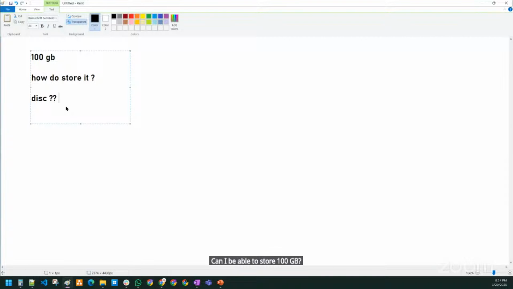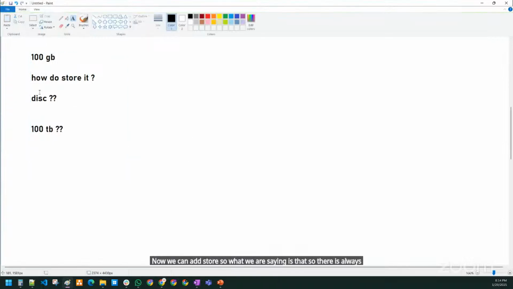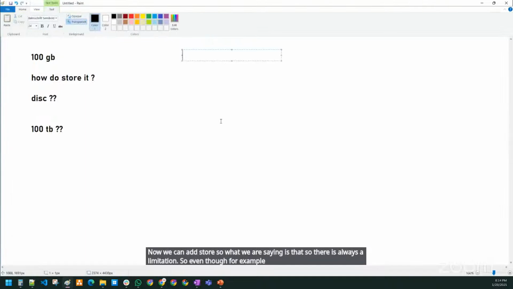Yes, you can store. It depends on the storage disk size, the capacity we have in the disk. So what if I give you 100 terabytes of data? Will you be able to store? No, there will be a limit. No, we cannot store. So what we are saying is that there is always a limitation. Even if you wanted to store it in some machine or a disk, you have to purchase that particular thing.